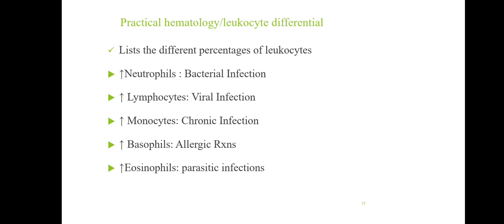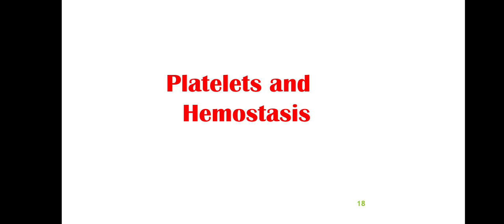And this is how you are going to differentiate the diseases using the white blood cell count of all its types of white blood cells. Okay, so basically now, let's look at the platelets and hemostasis. When we look at platelets, we're actually almost done with this. It's just a few minutes, then we're done.